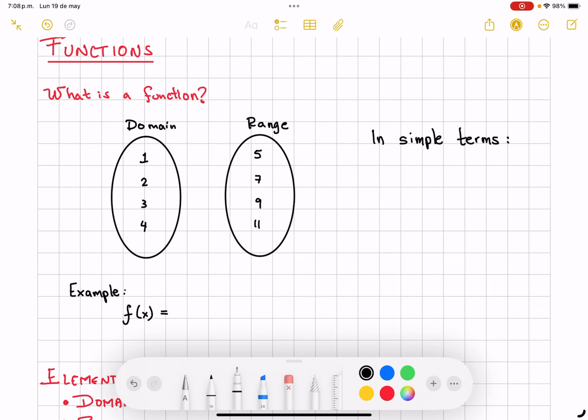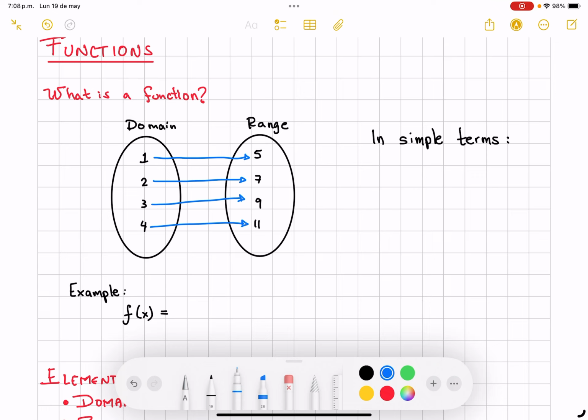So we are going to pair these two sets. The 1 is going to go with the 5, the 2 with the 7, the 3 with the 9, and the 4 with 11. Okay?